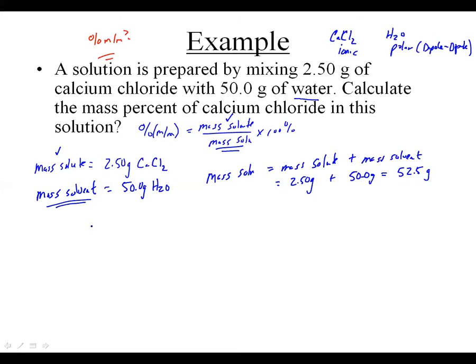So when we take our percentage, we want to take our solute, which is 2.5 grams, divided by, again, not just the solvent, but the solution, which is our 52.5. We want to multiply it by 100, and we will get about 4.76%. So you'll get something like 4.76%, which would be the unit since we're looking at that.